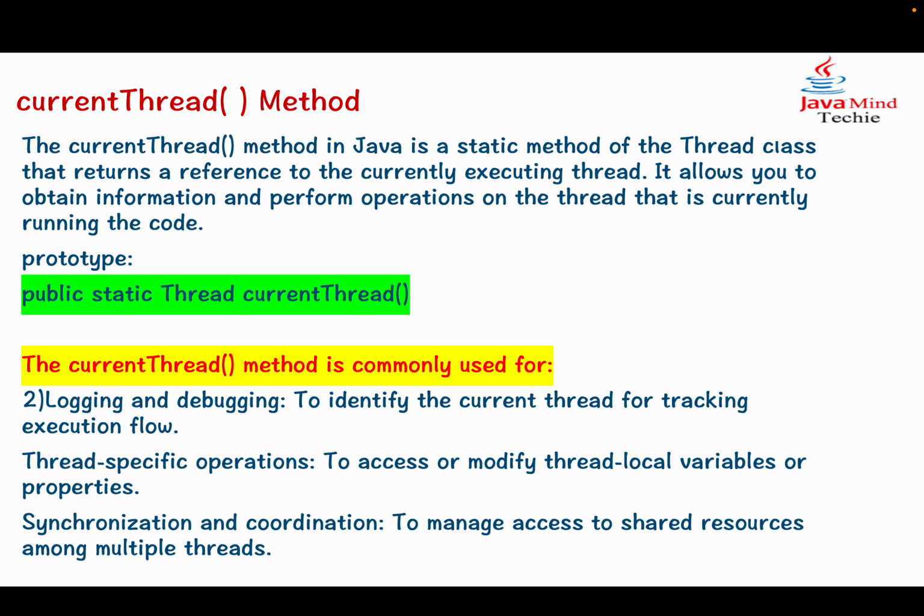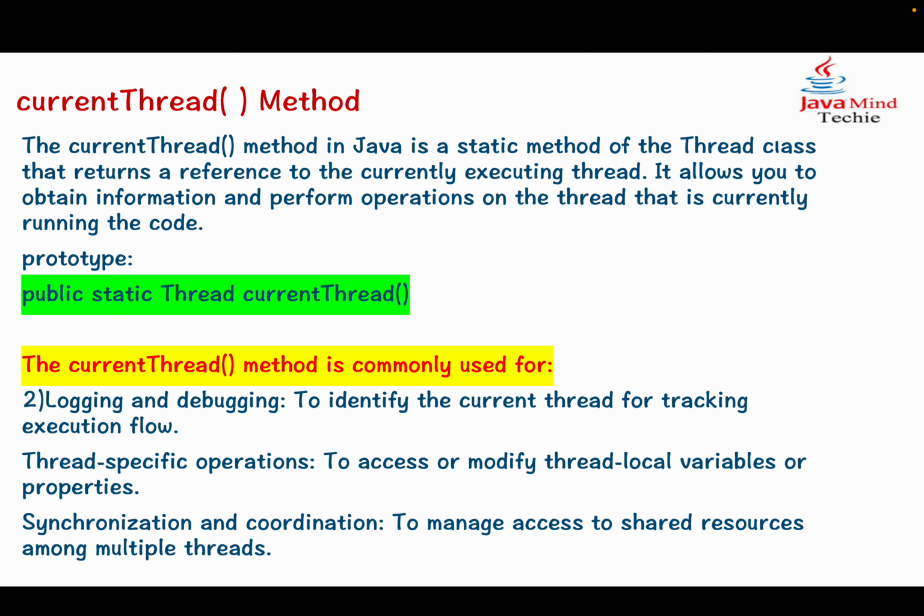The currentThread method in Java is a static method. Already I mentioned this. The prototype is public static Thread currentThread. This is a static method, and you know very well that if a method is static, you can call it with the class name. I will show it once I run our application. The currentThread method is a static method of the Thread class that returns a reference to the currently executing thread. It allows you to obtain information and perform operations on the thread that is currently running the code.